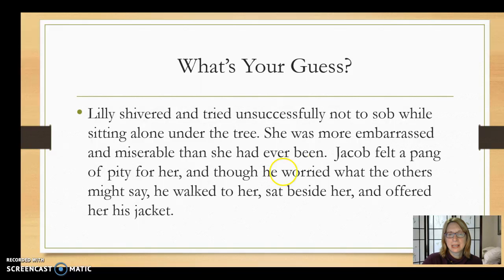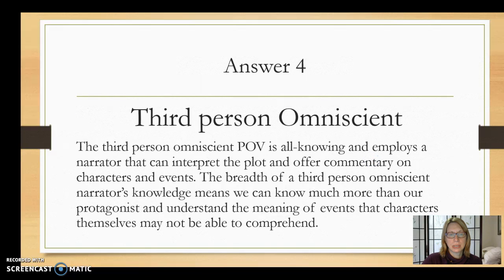Now this one you can see that it says Lily felt embarrassed, so we are hearing her thoughts, and also that we're seeing what Jacob's feeling. He feels pity for her. So this means that we have access to all the characters' thoughts, and this makes this third person omniscient.